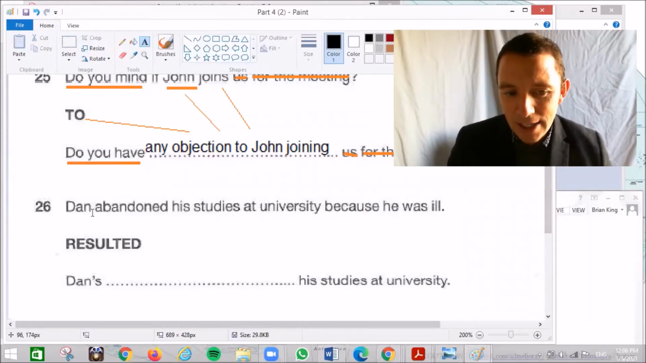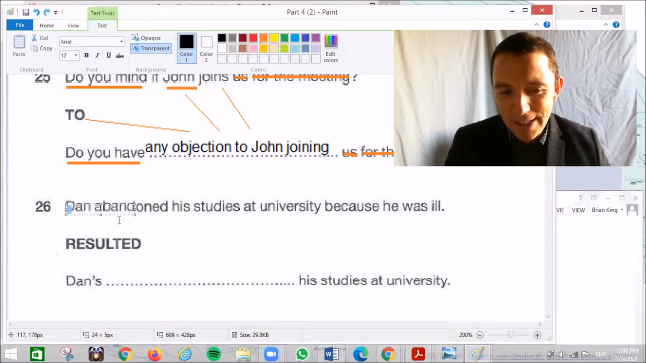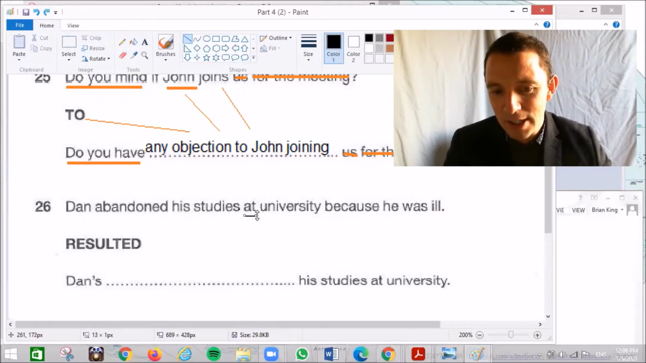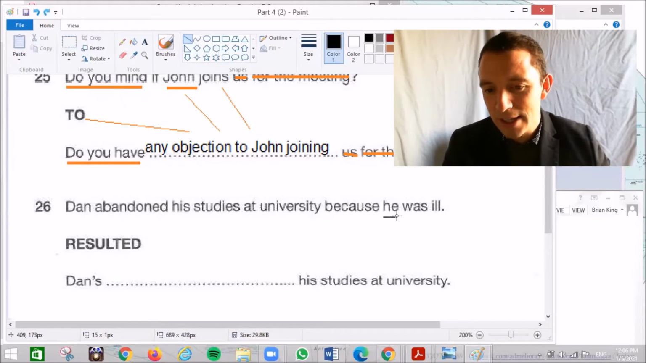And we have Dan, the subject, abandoned in the past simple. Okay, so we have the past simple. We have Dan as the subject. His is the possession. His studies is the noun in the plural, at university. So always we say at university. It's possible in university. So they're very, very similar, at university or in university. Because he is the subject, the verb to be in the past simple, and ill is the adjective, like sick.